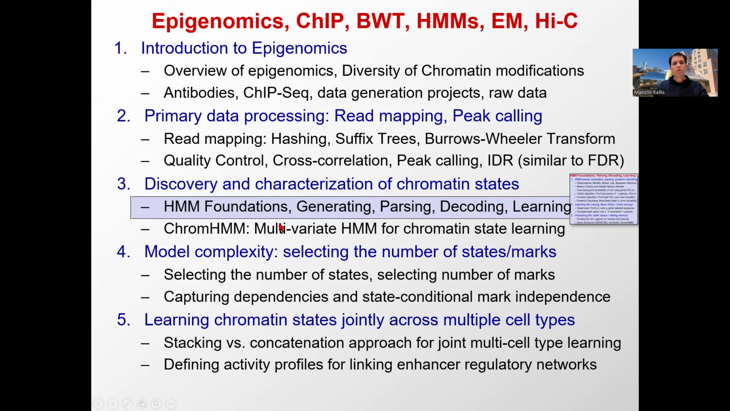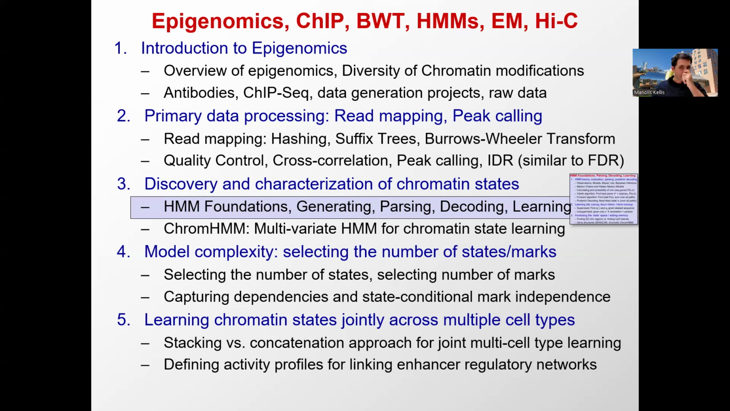Then we're going to turn to not just primary data processing of one epigenomic mark, but how we combine multiple epigenomic marks together to characterize chromatin states. And this is going to start with foundations of hidden Markov models. Who has seen hidden Markov models before? Who has never seen hidden Markov models before?